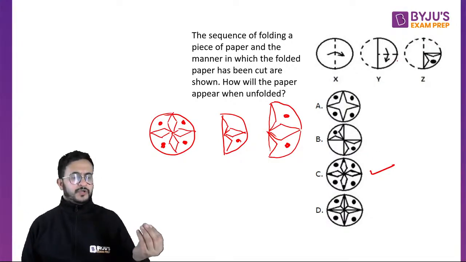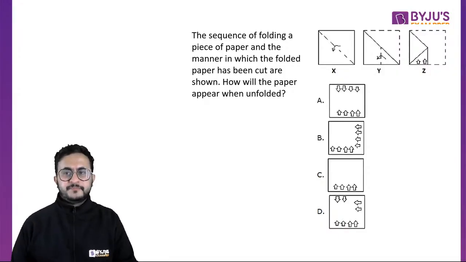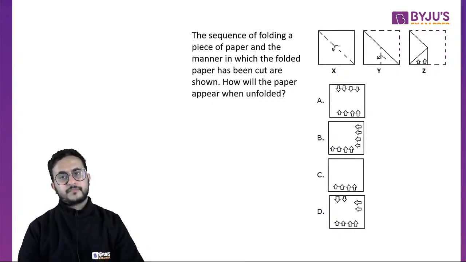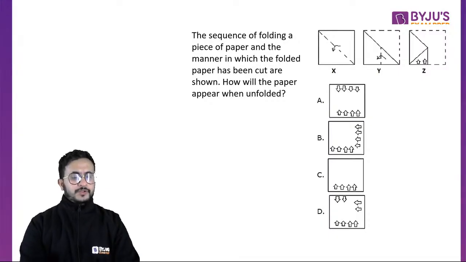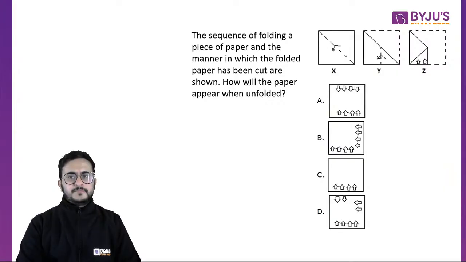Okay, so you just have to go in the reverse way. In one case, you might have to do a mirror image. In one case, you have to do the water image, and you get the result. Now, this is a slightly tricky one. So, paper is folded in this way, and we have to find out how it looks when we unfold it back.